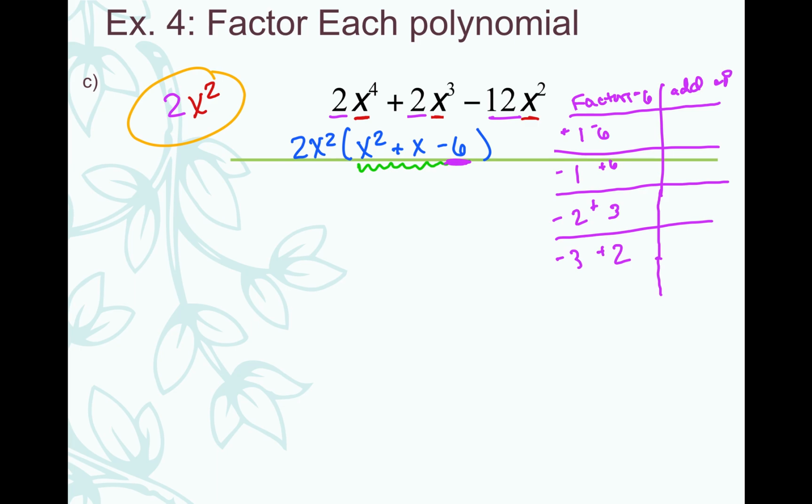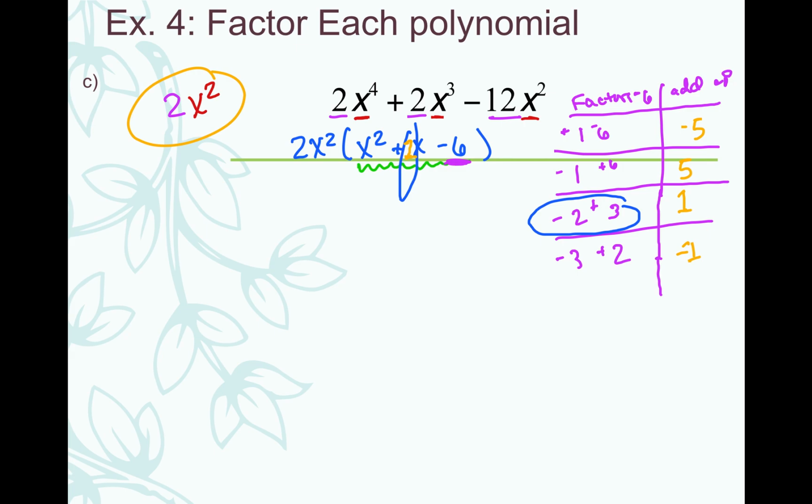Okay, let's see what they add up to. Remember, what we want to add up to is this coefficient right here, which is a 1. So our real aim is finding whichever pair adds up to 1. Because remember, an x is the same as just a 1x. So 1 plus negative 6, well that's negative 5. Negative 1 plus 6 is 5. Negative 2 plus 3 is 1. And negative 3 plus 2, that is just negative 1. So finally, right here are the factors we are looking for.